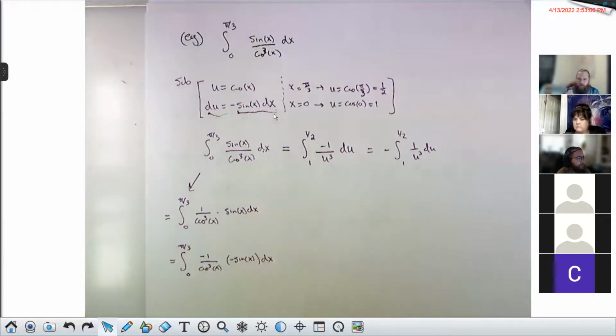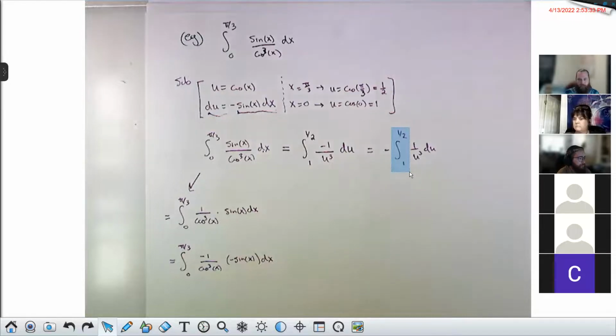Now that's kind of unsatisfying, isn't it? What's unsatisfying about the way this is written right now? The u cubed. I suppose that's more a matter of taste. There's something here that bothers me.